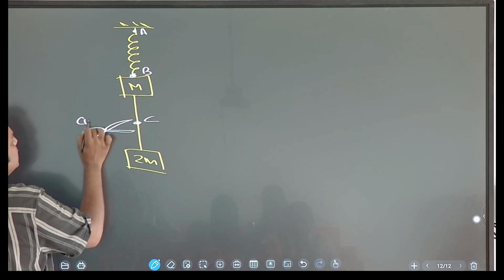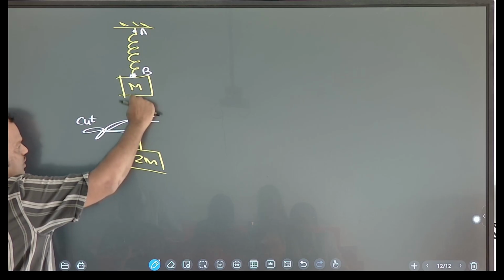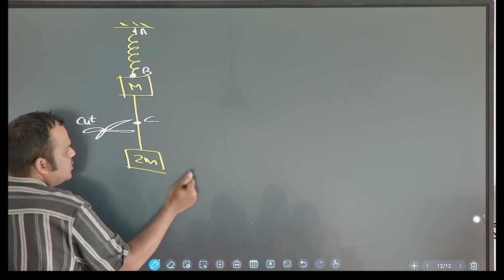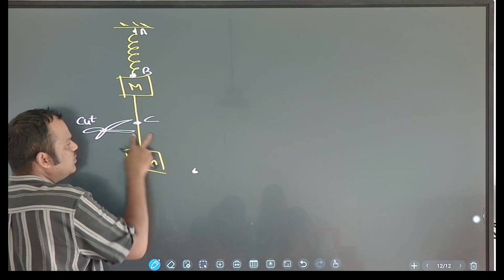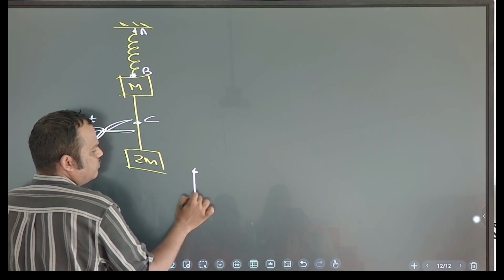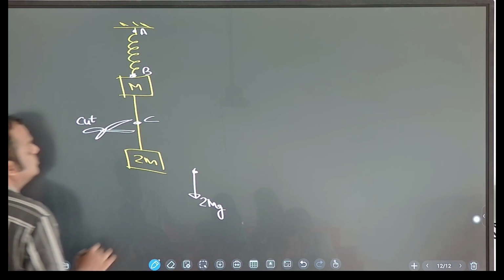So what happens? Tell me. Cut here. String is cut. Immediately after that, tension will be 0. So for 2M, what is the force? Is there any tension upward? You are cutting this string. Any tension? No, no tension. So what is the force? 2 mg. Very good. 2 mg.